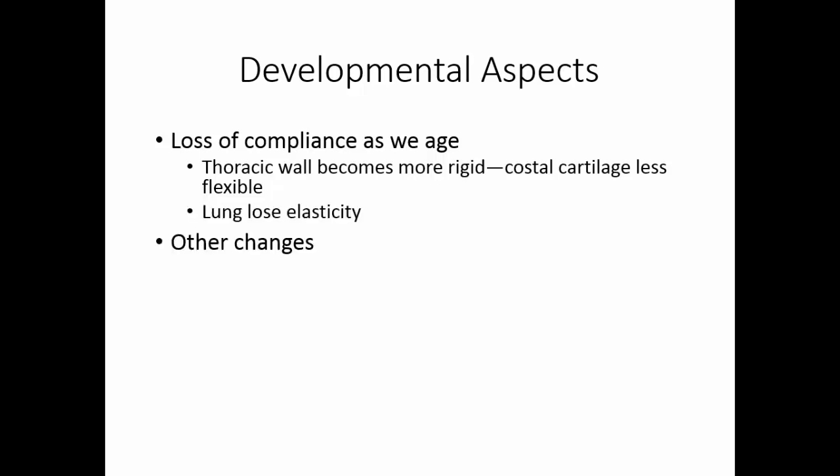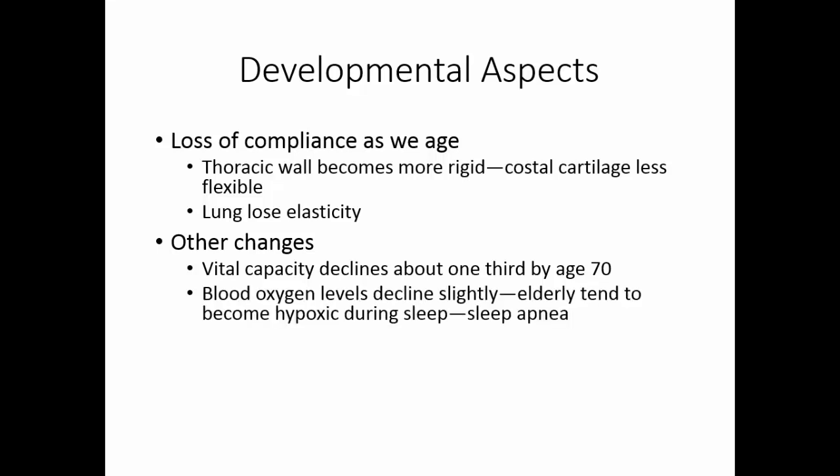Other changes that occur with aging include a decline in vital capacity. Your vital capacity is about 1/3 less by the time you're age 70. Blood oxygen levels will decline slightly. The elderly tend to become a little hypoxic during sleep and may experience sleep apnea.